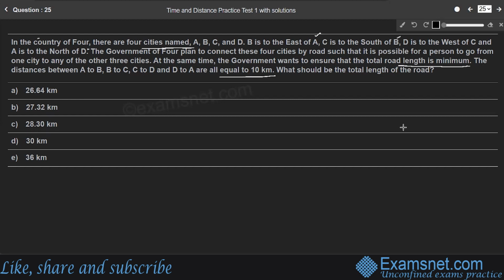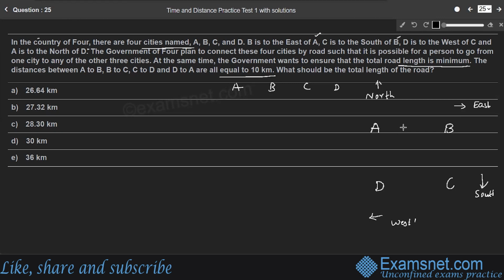So here, students, we'll consider four cities A, B, C, and D, right? Such that B is to the east of A. To the east of A, we'll consider A is somewhere here. To the east of A means this direction, right? This is the east direction. So B is to the east of A and C is to the south of B. To the south means this direction, right? So C is to the south of B here and D is to the west of C. So west means this direction. This is west, right? D is to the west of C and A is to the north of D. The north direction is this direction, right?